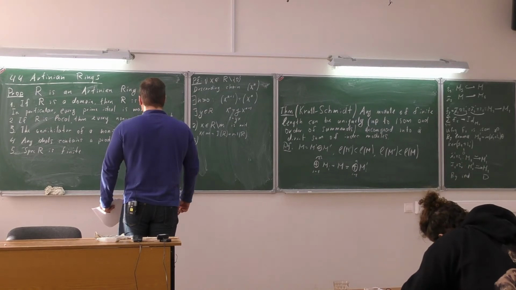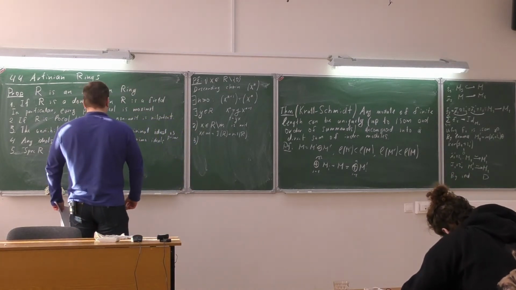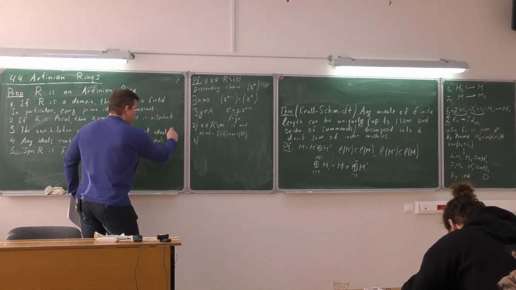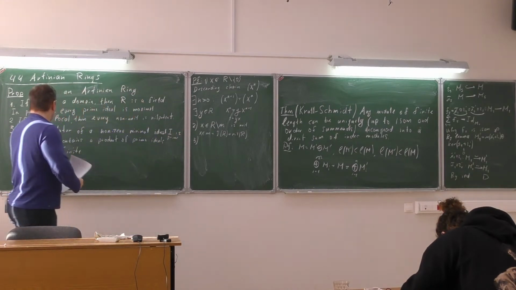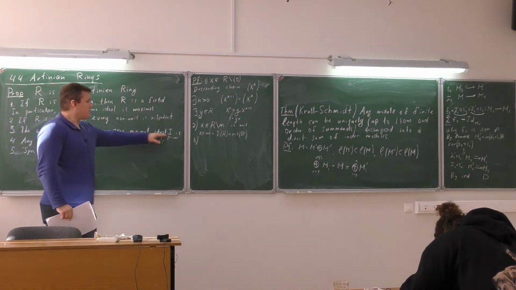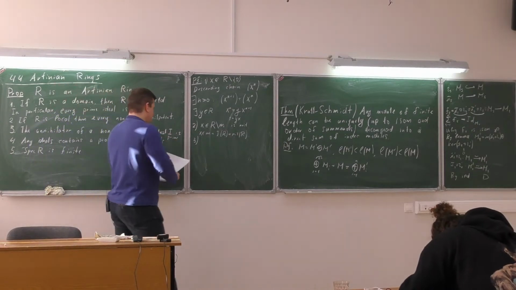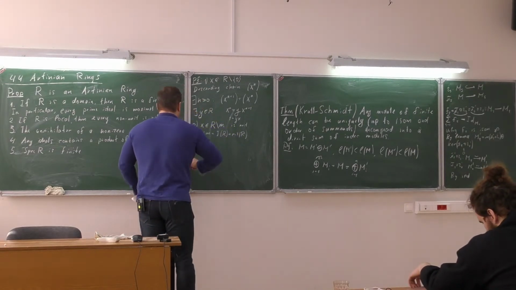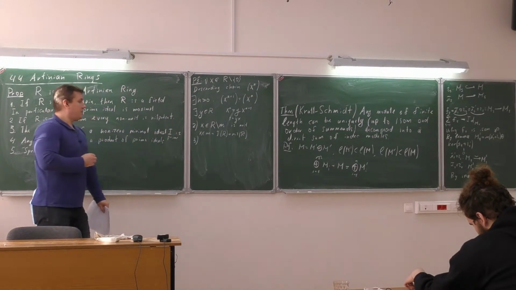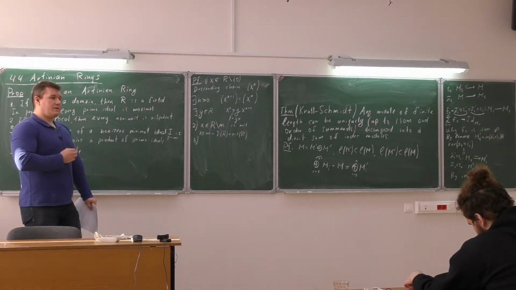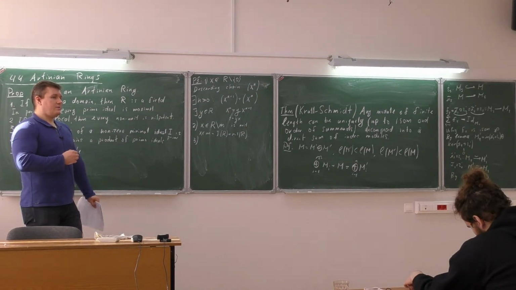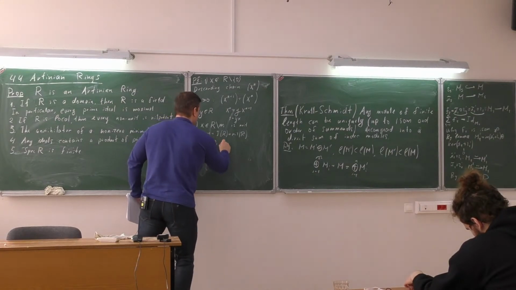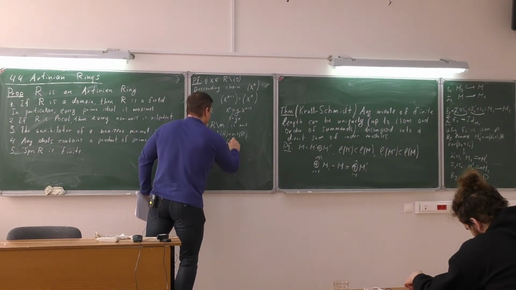So I want to show 3. The annihilator of a non-zero minimal ideal is prime. Maybe let me just introduce the notation ideal I in the statement. So the annihilator of a non-zero minimal ideal I is prime. So let me take a couple of elements that don't annihilate this ideal I. Then I need to show that the product also doesn't annihilate it. So let's say that xI is not equal to 0, yI is not equal to 0.